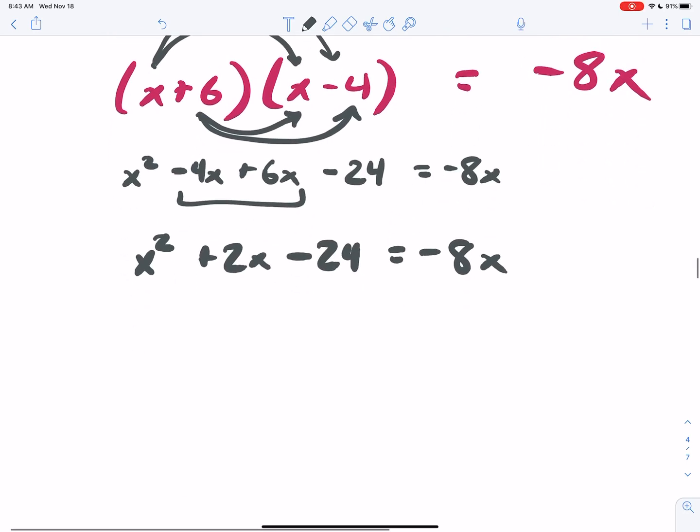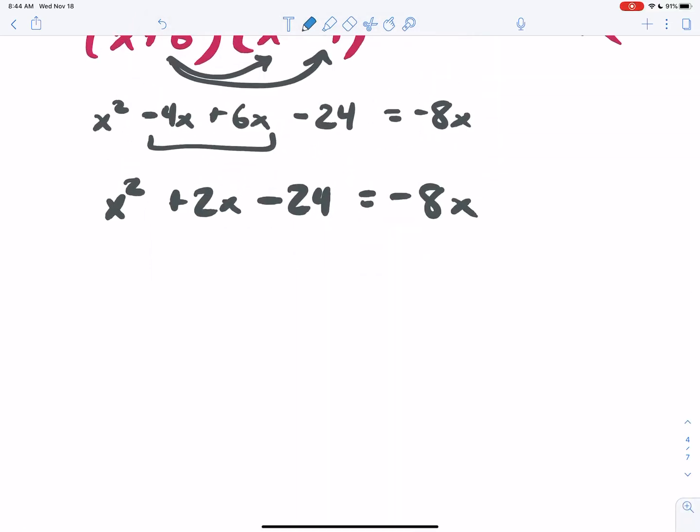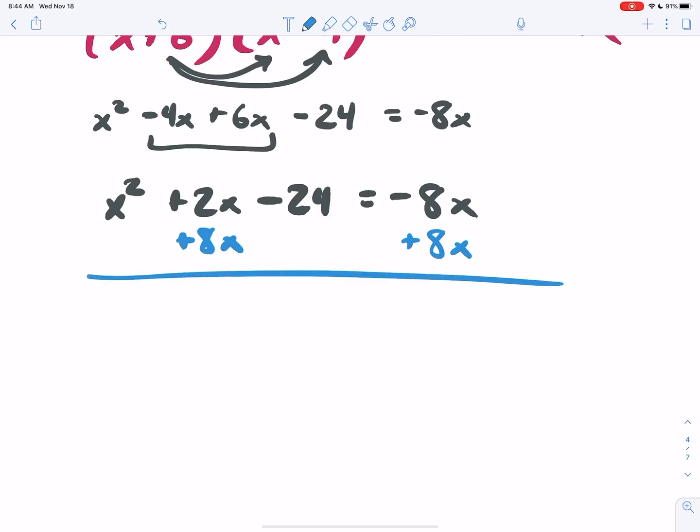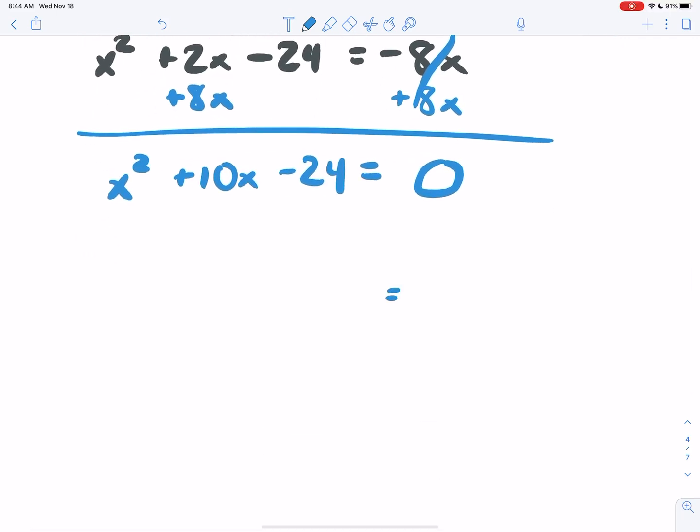So now that I have a quadratic, I want to make sure that one side is equal to 0. So I want to make my right side 0, so what I have to do is the opposite. I have to add 8x to one side, but I also have to add 8x to the other side, and it should be right here because they're both linear terms. All right. Right side will now be 0. I have x squared, same signs we add, plus 10x minus 24. Okay. So we have our 0.